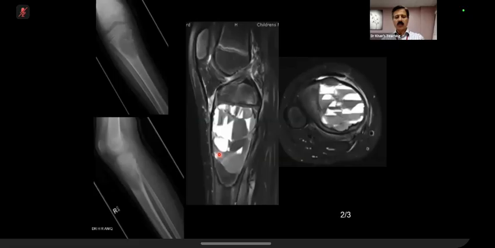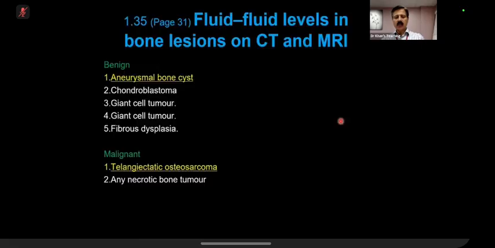This is another case where we pick up multiple fluid levels and that means we clinch the diagnosis. And in your book is a differential diagnosis: fluid levels in bone, in CT and MR, these are the lesions, benign, malignant. Aneurysmal bone cyst, chondroblastoma, giant cell tumor, there is a typo here. Now, what you should be worried about is this thing, telangiectatic osteosarcoma.